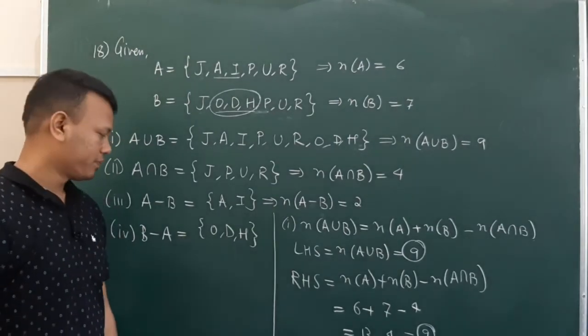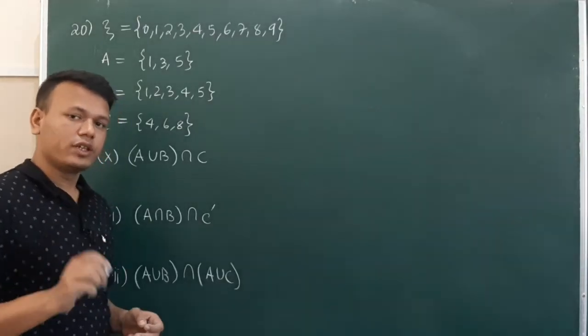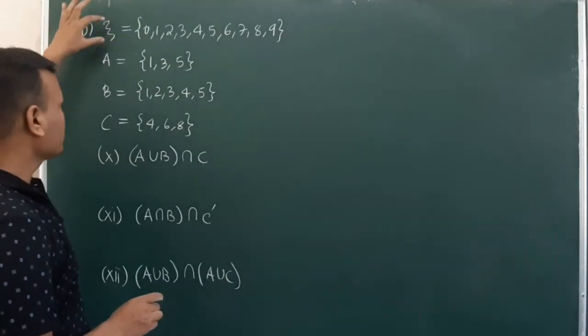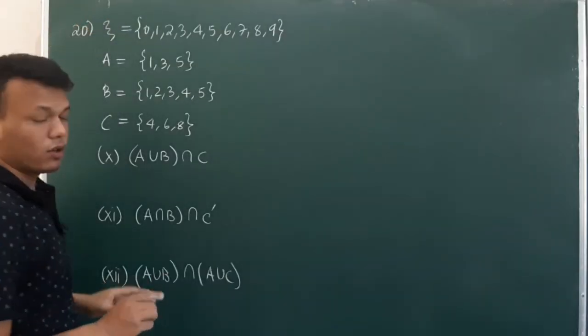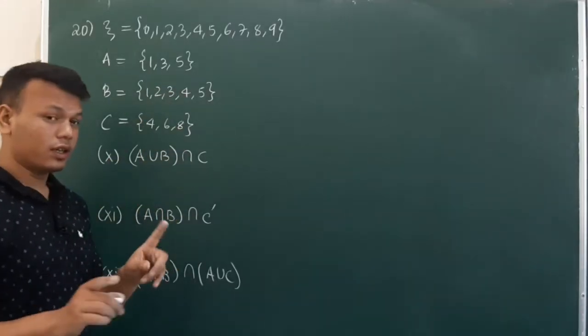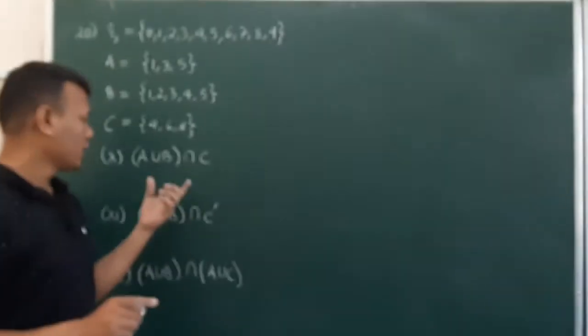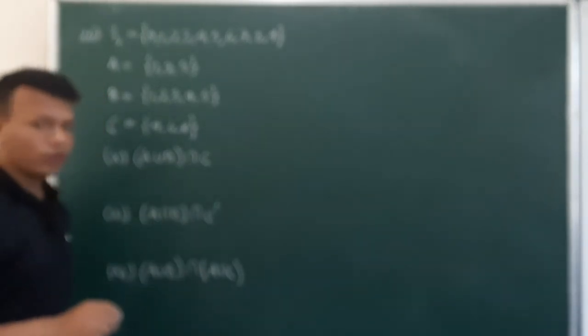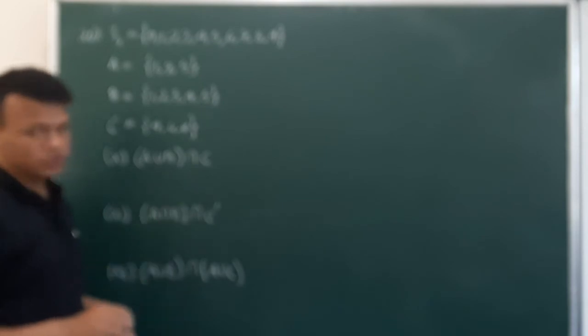So let's take question number 20. So question number 20 says if your universal set is this, A is this, B, C, if 3 sets are given to be this much, now you need to see there are 12 sub questions, but I am taking just the last 3, okay, that is 10, 11 and 12. So let's evaluate how much this is going to be.